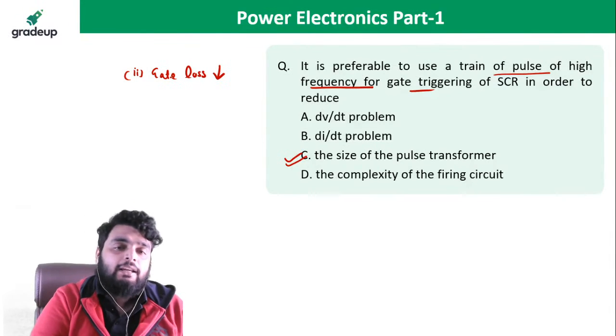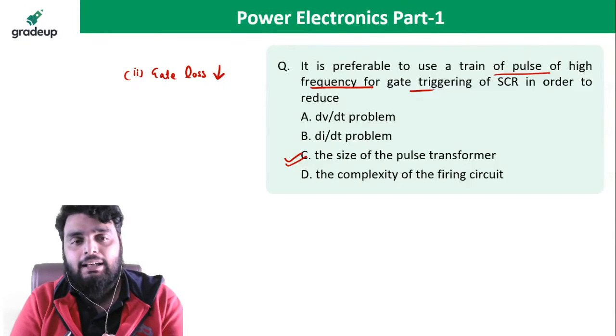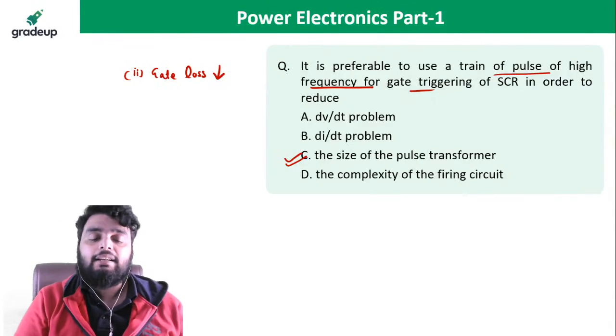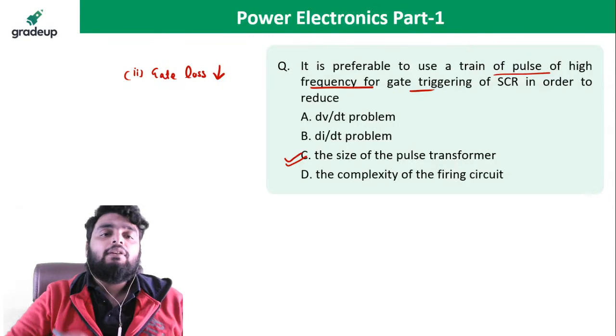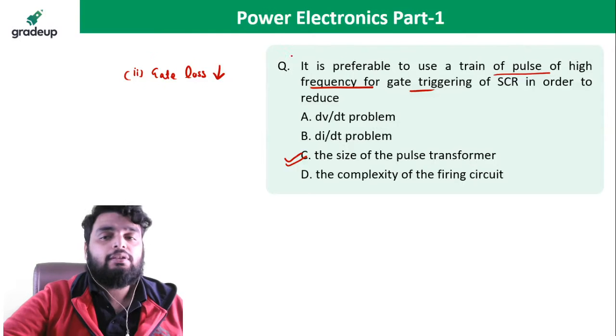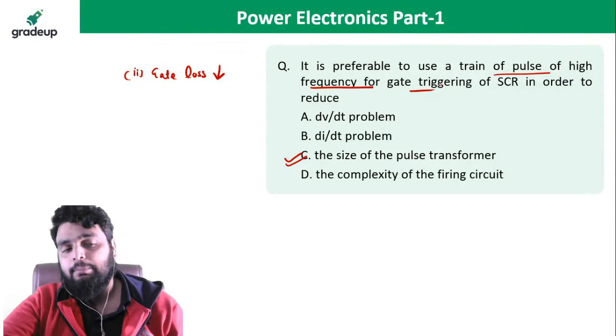Gate loss is nothing but this: when you are applying a particular signal at a gate, you have to provide some circuit. In a circuit, there will be a resistance, so there will be a loss in that particular resistance. So that will also reduce if you use the high frequency gate pulse.